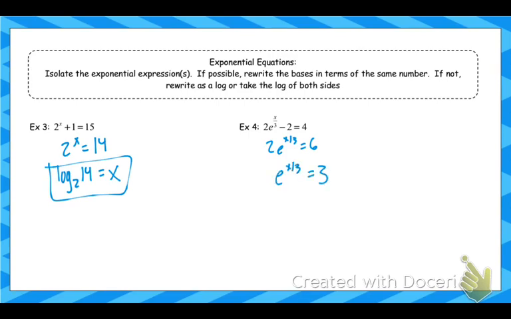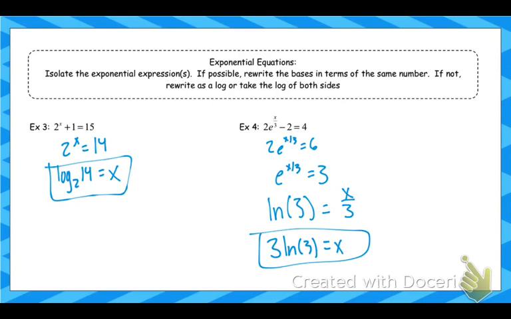And now that the exponent base is by itself, I can rewrite this as a log. Well, this would be log base e. But remember, we don't write log e. Instead of log e, we write ln. So this would be ln of 3 equals x over 3. Well, at this point, the last step to get x by itself is to multiply both sides by 3. And you're done.